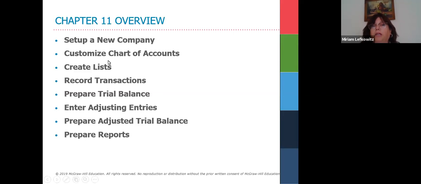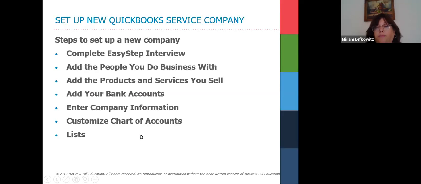Set up a new company, customize a chart of accounts. That's a review of chapter 2. Create lists like the customer list and vendor list. We don't really need them yet, but definitely record transactions, like write checks, make deposits, prepare a trial balance, and go to the financial statements and reports, so profit and loss, balance sheet, and things like that. We're going to do the complete Easy Step Interview, which is the longer one. That's really chapter 11. We will do Express Start today.